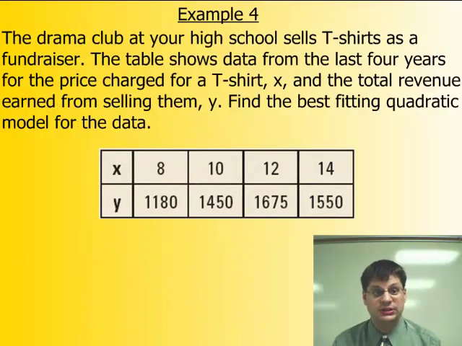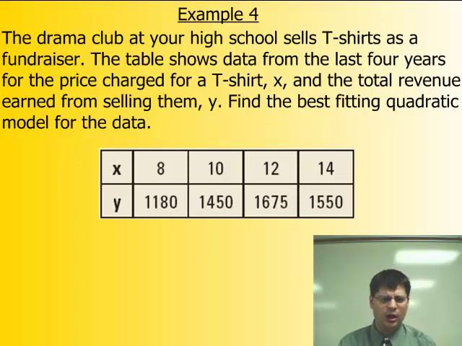So our final example, example 4, is an application problem. It states the drama club at your high school sells t-shirts as a fundraiser. The table shows data from the last 4 years for the price charged for a t-shirt, X, and the total revenue earned from selling them, Y. Find the best fitting quadratic model for the data. So we're given a table where X is the price charged for t-shirts, and then Y would be the total revenue.